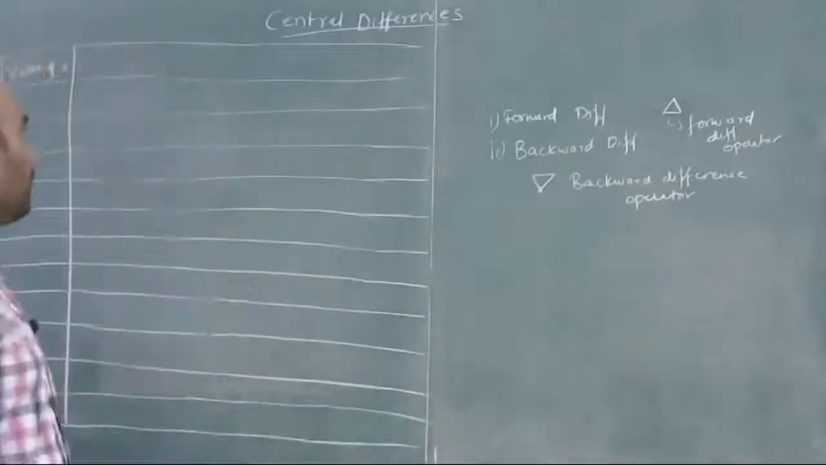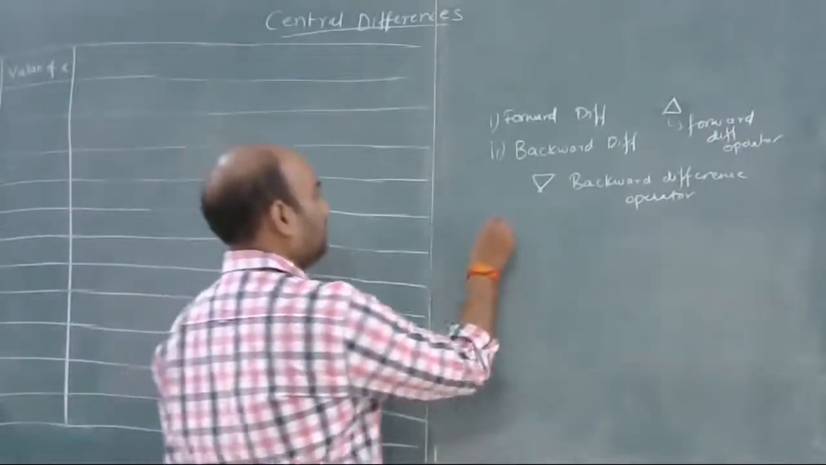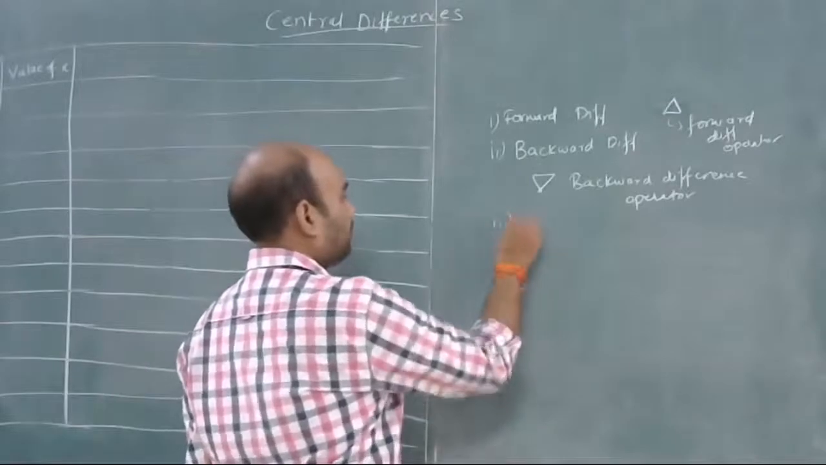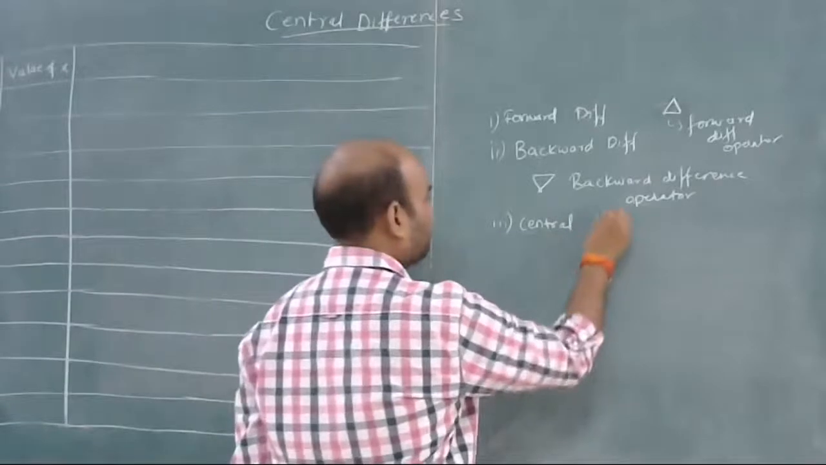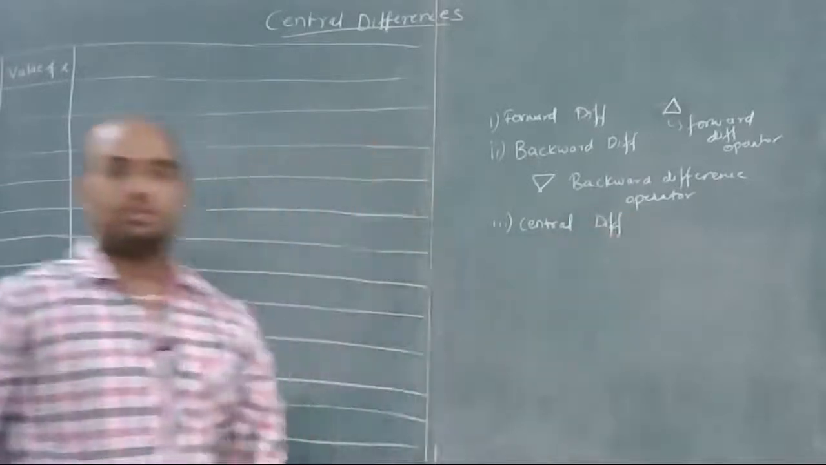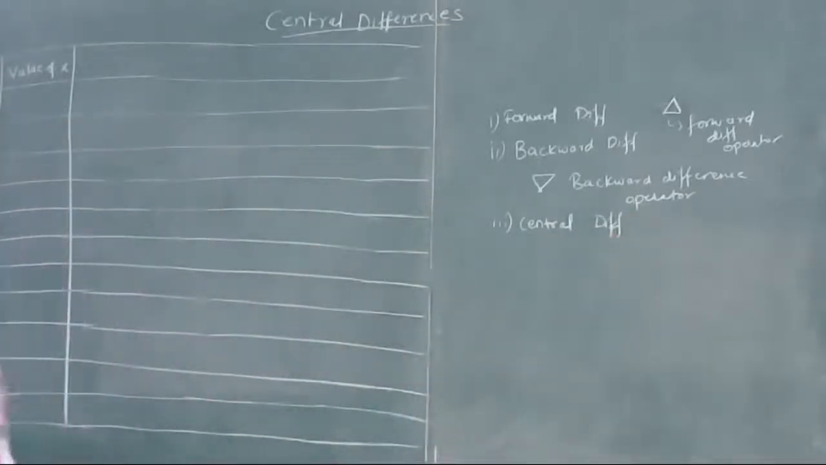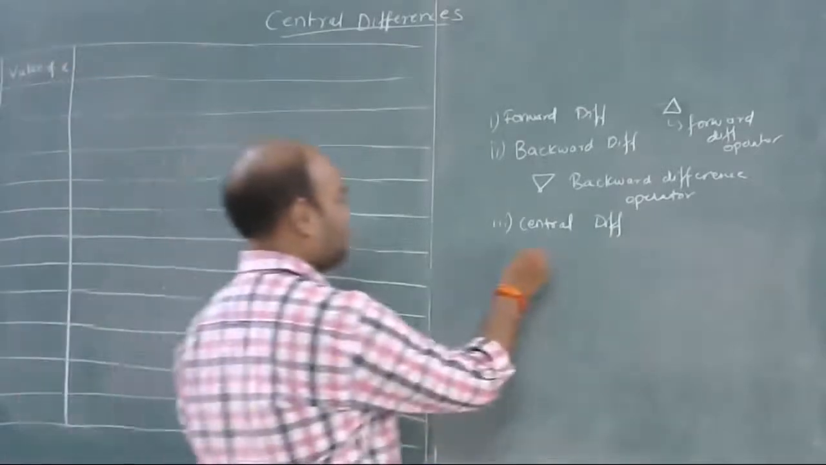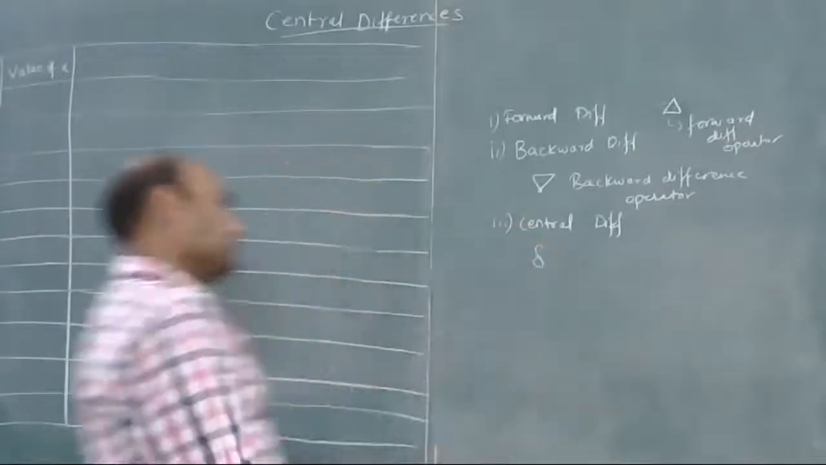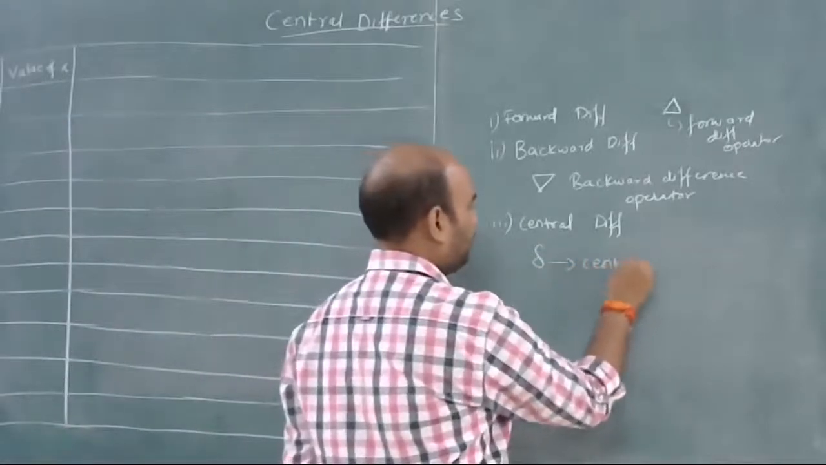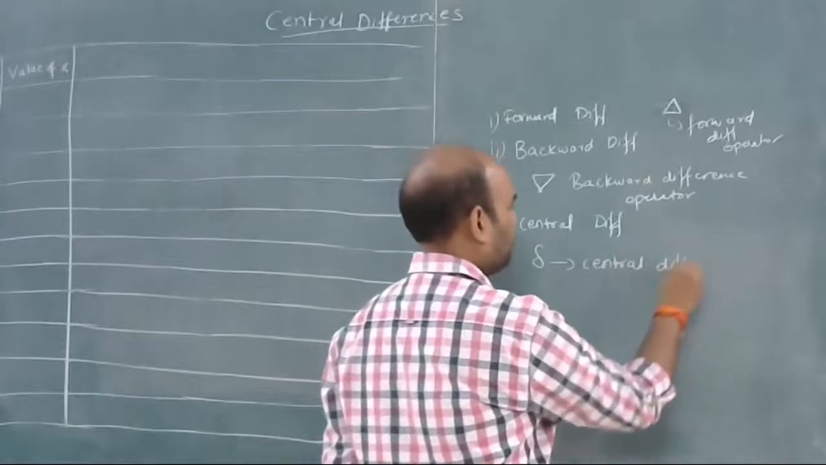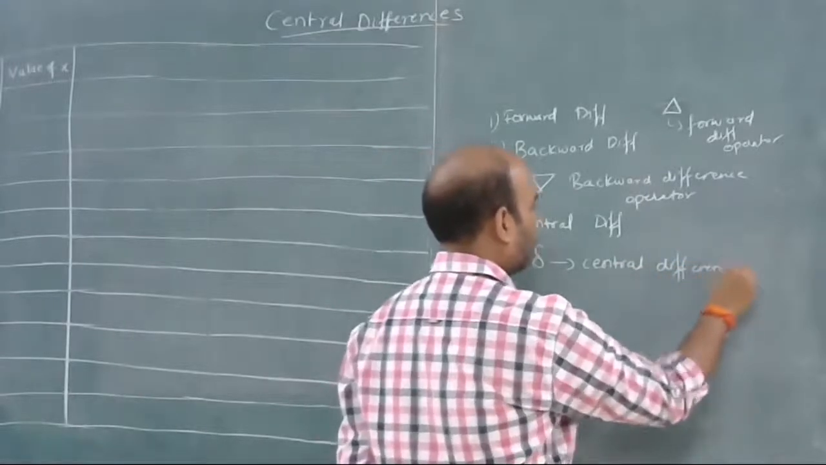Now we will deal with the third difference, that is the central difference. The third difference is the central difference, and it is denoted by del. So this is the central difference operator.